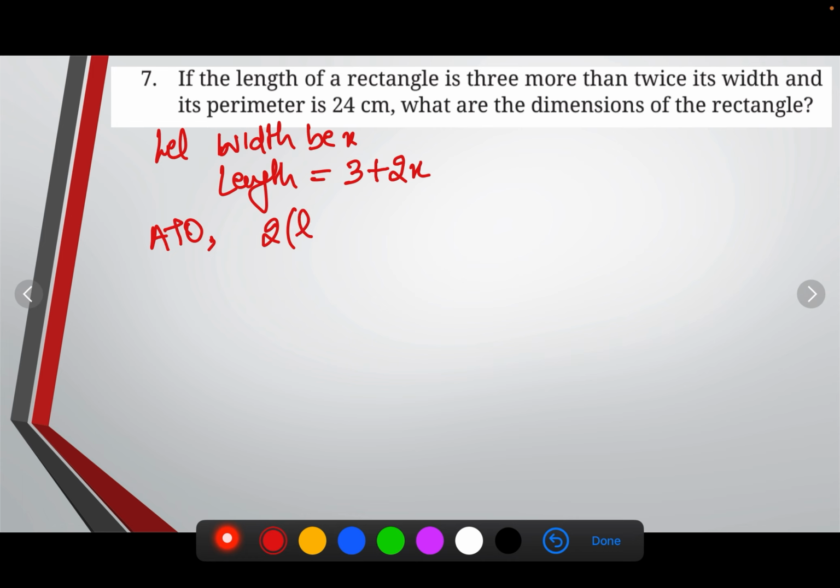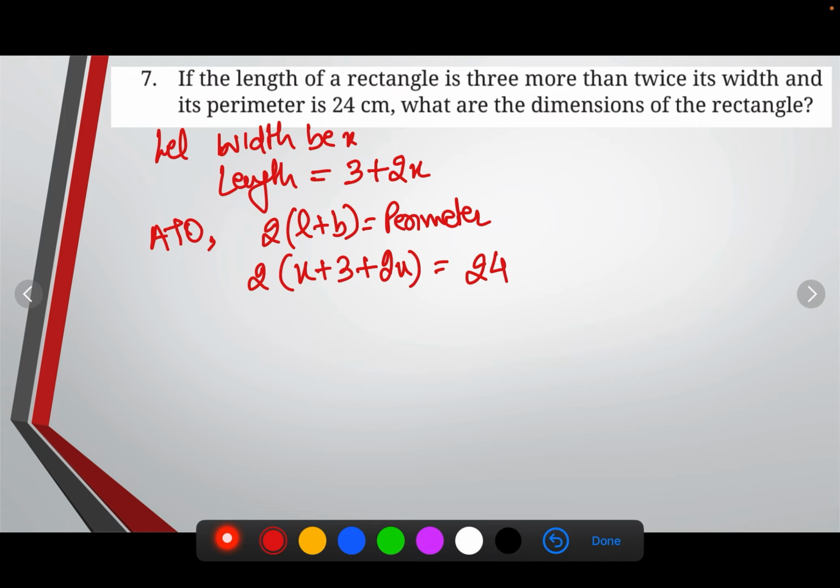So 2 into length plus breadth, everybody knows, is equal to the perimeter of the rectangle. So 2 into x plus 3 plus 2x is equal to 24. Let's solve. So this becomes 3x plus 3, and this 2 will be divided, so we'll get 12. 3x is equal to 9 and x is equal to 3.